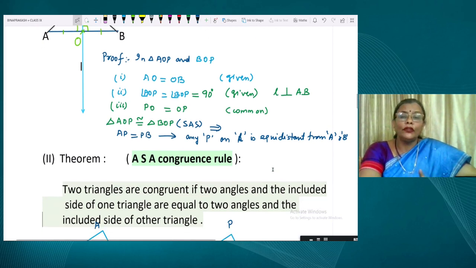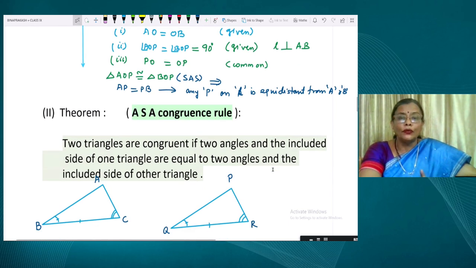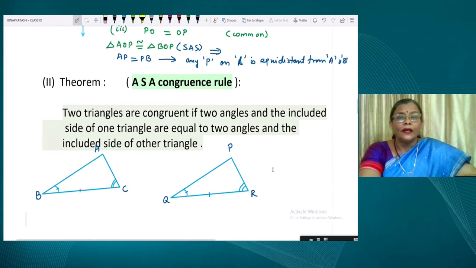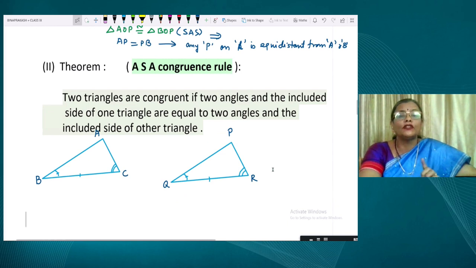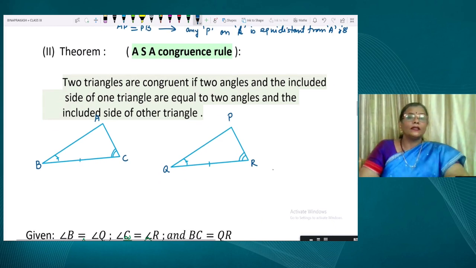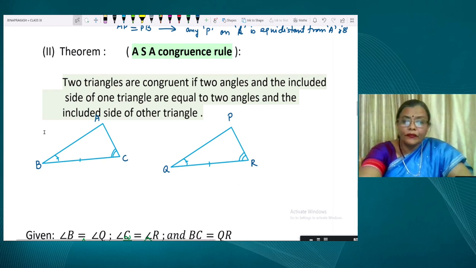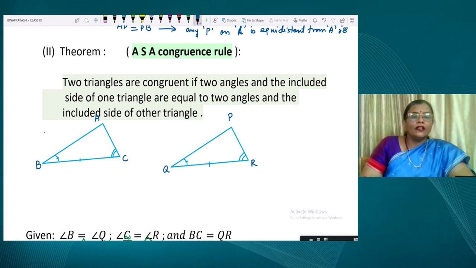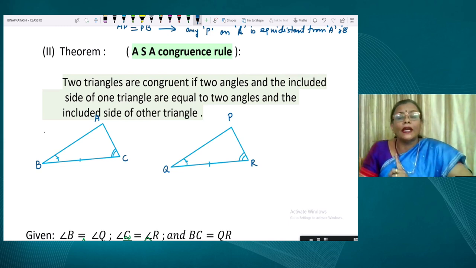Is it only through SAS we can put the congruence? No. We have certain rules. The second rule that we have is ASA. Now, SAS we have taken as an axiom because we don't prove it. Here, ASA is taken as a theorem. That is, we are going to prove that if in two triangles any two angles of one triangle and any two angles of the other triangle, and the side between the two angles are equal, then the triangles will also be congruent. So that's what we have to prove, that with this given condition also the triangle congruence can be proved.